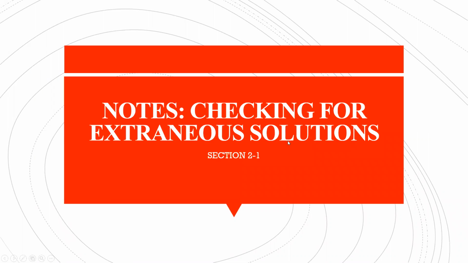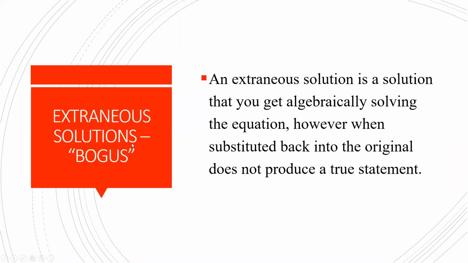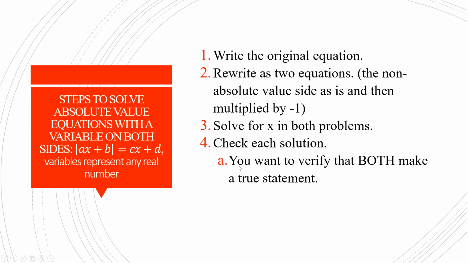Notes, checking for extraneous solutions. It's our last part of section 2.1. Extraneous solutions are bogus solutions. An extraneous solution is a solution that you get algebraically solving the equation. However, when you substitute it back into the original, it does not produce a true statement. Okay. So what are we going to do?